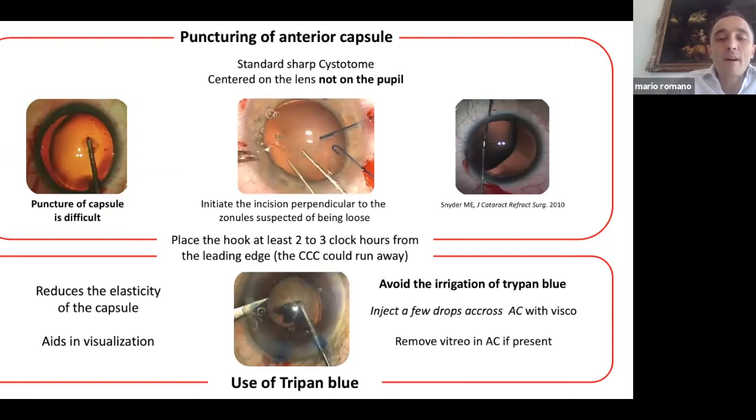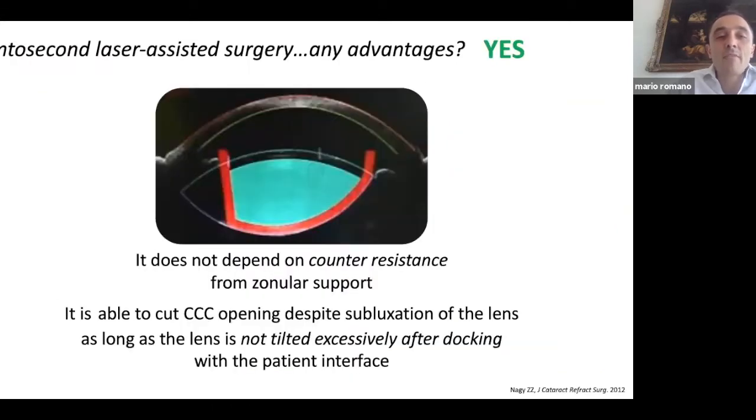And then if we can, it would be better to inject just a few drops of the trypan across the visco in the anterior chamber, instead of irrigating the anterior chamber with the trypan blue, because of course it can cause turbulence and can induce a further displacement or damage of the zonula. Regarding the femto laser, it is of course useful in these cases, so it's able to cut the capsulorhexis despite subluxation of the lens, as long as the lens of course is not tilted excessively after the docking.